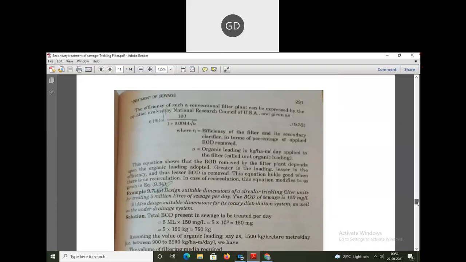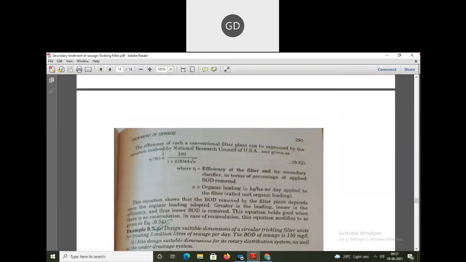Okay, so the efficiency is expressed by a formula. This is the formula: eta is equal to 100 divided by 1 plus 0.0044 root over u. Here eta is the efficiency of the filter, including the secondary clarifier, in percentage, so whatever efficiency you get will be in percentage, and u is the organic loading in kg per hectare meter per day applied to the filter. So this is all about the design part of your trickling filter.